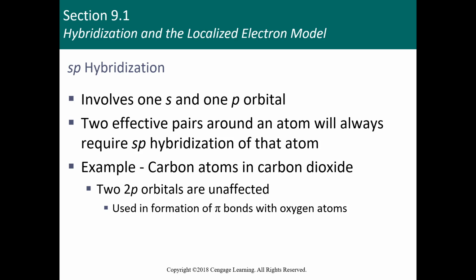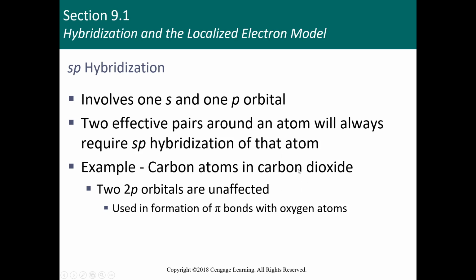So sp hybridization. This is going to involve one s and one p orbital. Again, how do you know that? Well, you just look at the name, right? Sp hybrid. So that means it is going to be an s, because there's no other number there, so just one, and a p, there's no other number there, so just one, mixing together. And that's it. So this is going to have 2 effective pairs around an atom. They'll always require sp hybridization of that atom. Think of straight line, okay? This is going to be your linear.